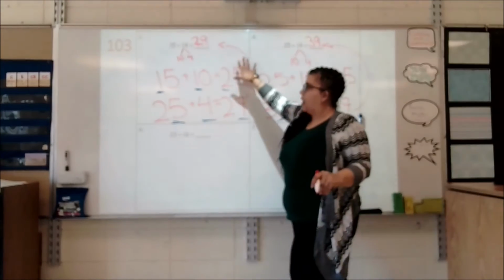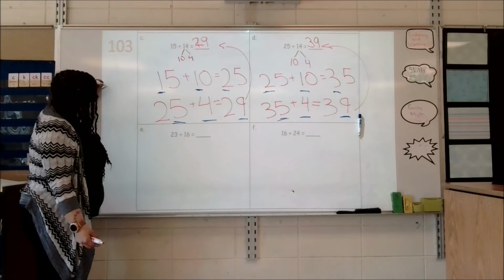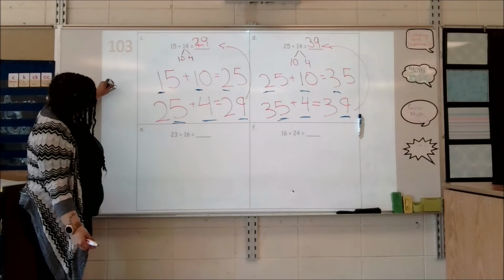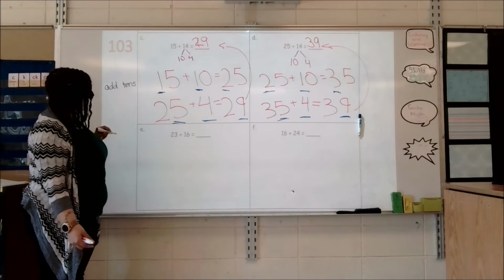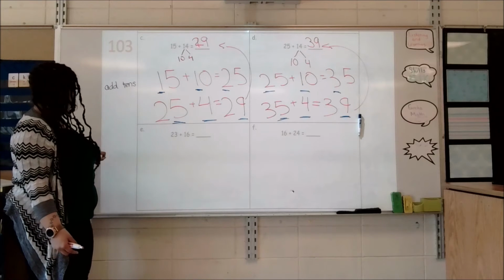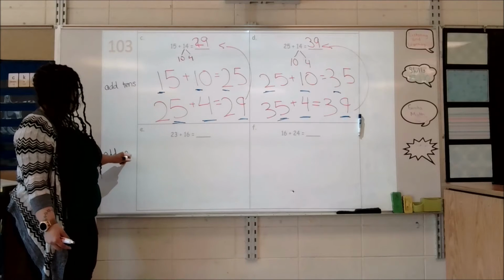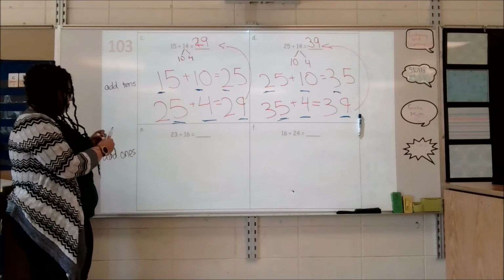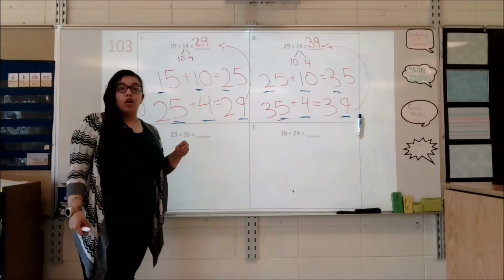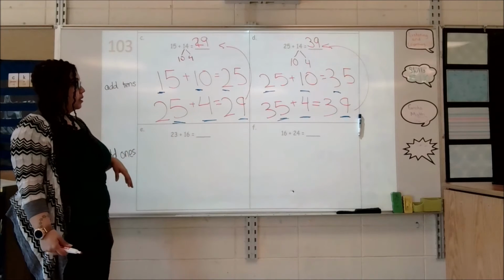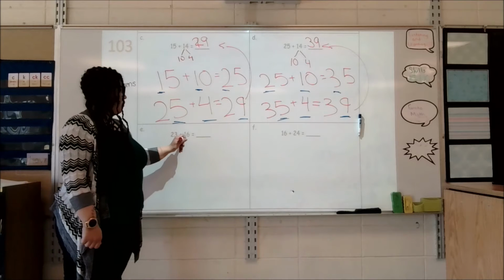Okay, so this row here, we added 10s first. Down here, we're going to add the 1s first. Now, the first step in this process, we're still going to break the smaller part into pieces. So in this case, we're going to break the number 16 into pieces. Good.